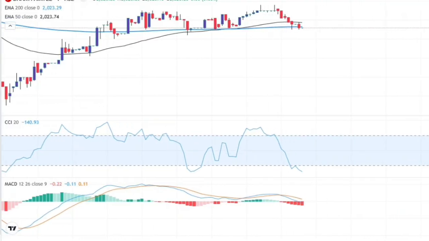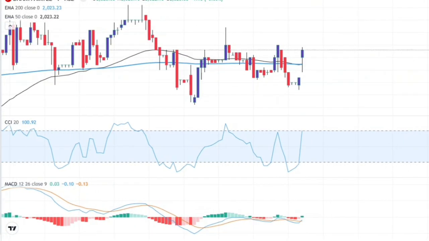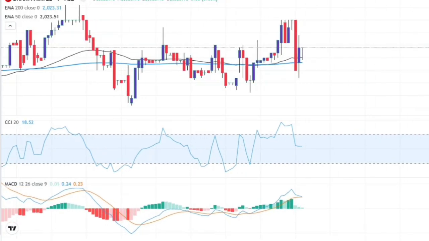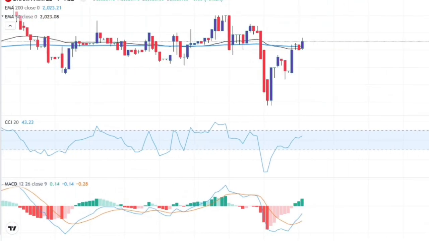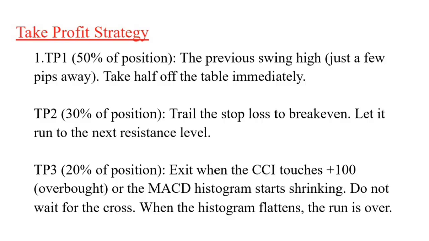Get out. Max risk per trade, 1% of your account. Take profit strategy. Because we are scalping, we are hunting for a quick 1-to-1 or 1-to-1.5 reward ratio. Do not be greedy. Use a 3-tier exit strategy. TP1, 50% of position. The previous swing high, just a few pips away.